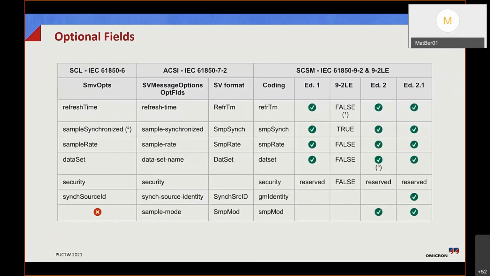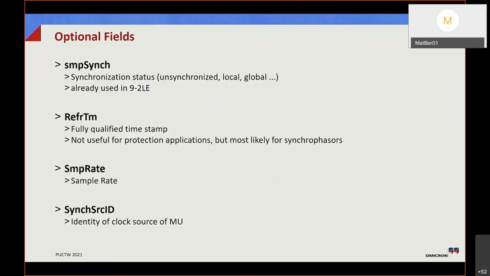Okay, optional fields. This is a complicated topic. I have put together what I could find in the different standards over the time and put it into this table. I'm just saying, except for the bottom two rows, everything was there already with 9-2 edition 1. 9.2 LE made some very strict definitions of what to use from it and what not. And now we have, with edition 2 and edition 2.1, we got some new ones. Let's quickly look into this.